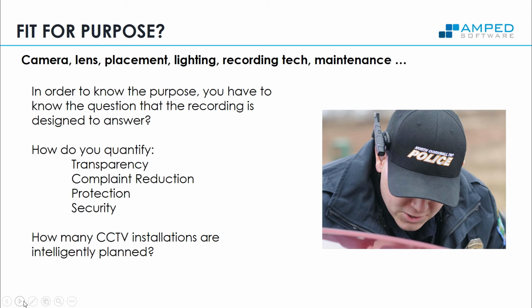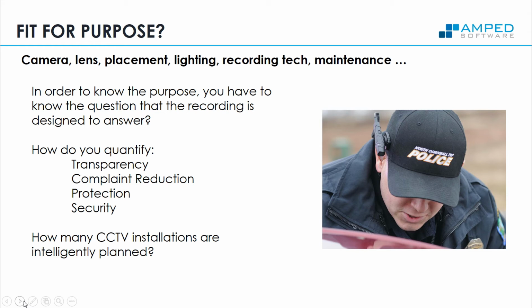do. Right? As a former test and validate engineer, I know that I can't quantify things like transparency or complaint reduction or protection or security. These are qualitative statements. These are not things that I can assign a number to, right?